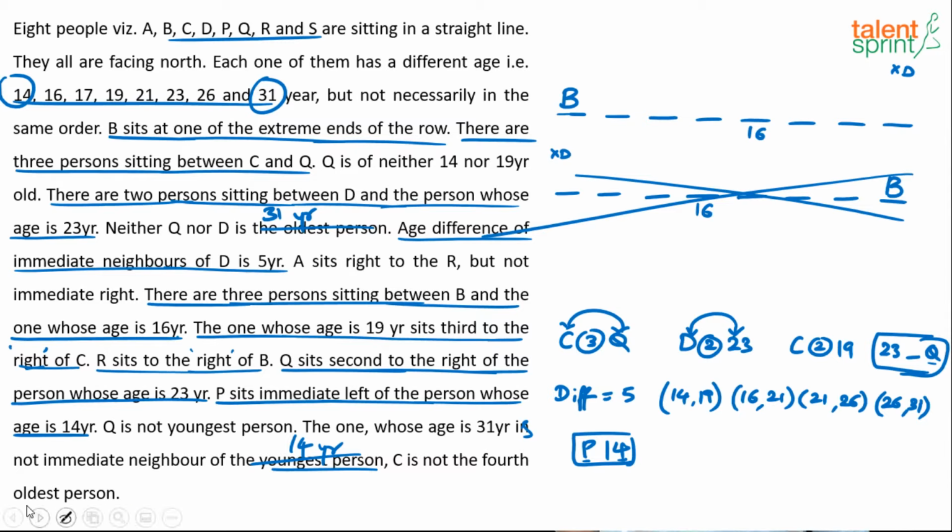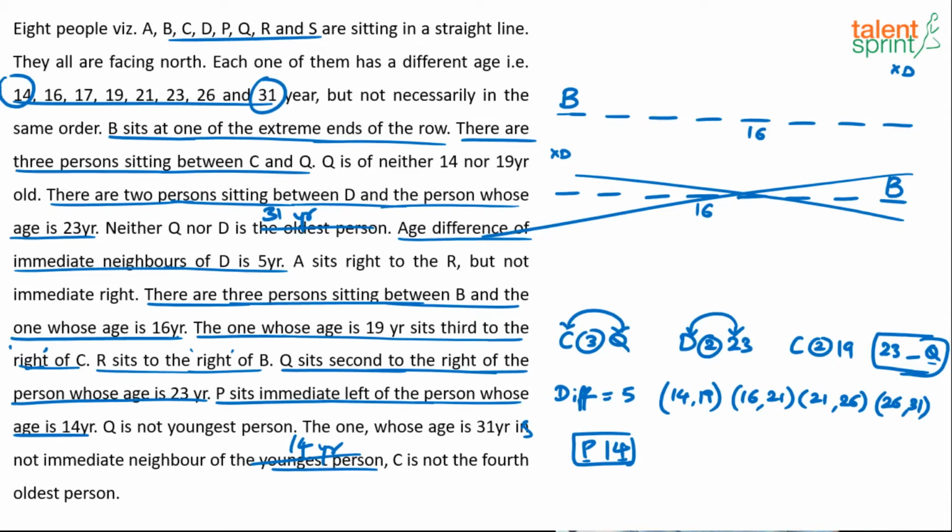C is not the 4th oldest person. So I think these points about not oldest, not a neighbor of 14 years, Q is not the youngest person, we'll come to these later. From the points that you have marked so far, let us find out what can be done.